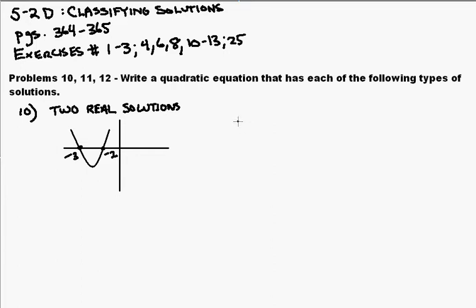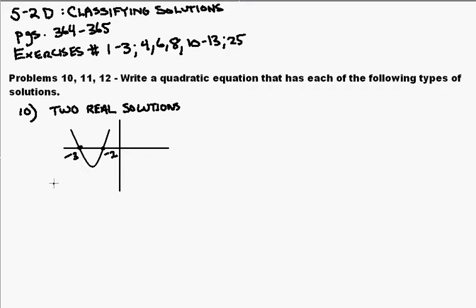So we're going to look at problems 10, 11, and 12 now. We need to come up with a quadratic equation that has each of the following types of solutions. So in number 10, they're asking for two real solutions. So I picked a parabola that's crossing the x-axis at -2 and -3.